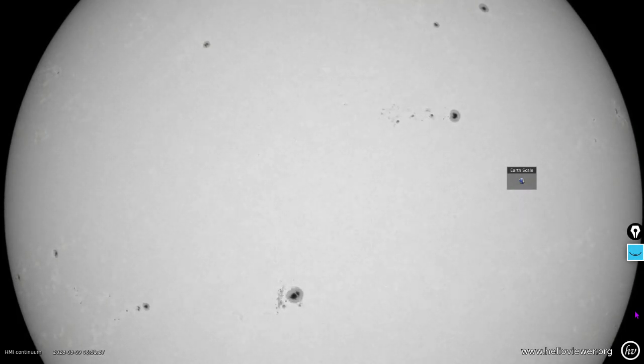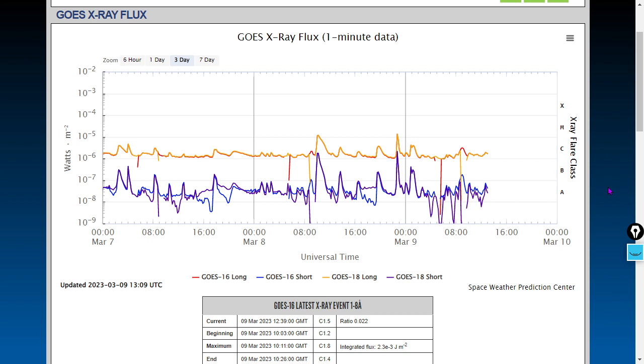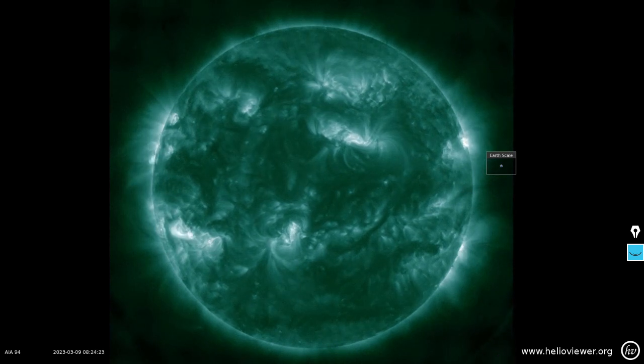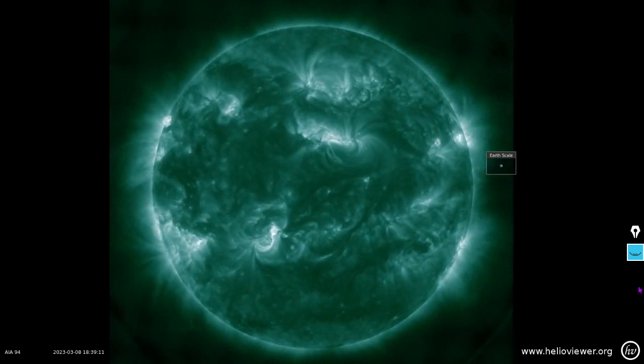Continuing on to energetic particles and solar flares. No spikes in the proton flux despite some M-class flares in the past 24 hours. That's your GOES proton flux as measured by the GOES 16, and here is the GOES X-ray flux as measured by the GOES 16 and GOES 18. So 2 minor M-class flares have happened since yesterday. Here is the last 24 hours. You will see 1 M-class flare from this sunspot group down here.